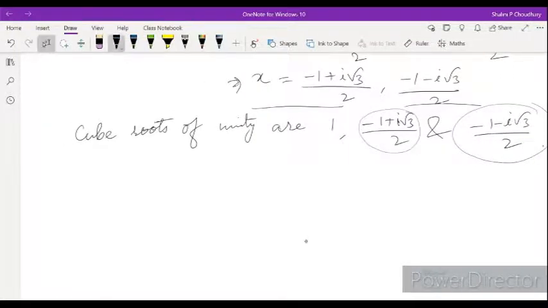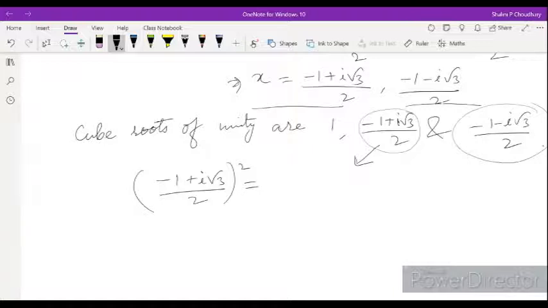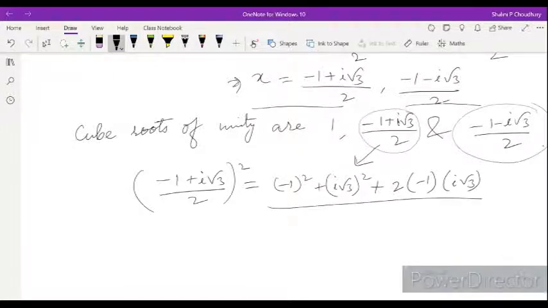Now we'll take one root, minus 1 plus i root 3 upon 2. Now we have to find out the square of this root. So what are we getting, just check. It will be minus 1 squared, plus i root 3 squared, plus 2 into minus 1 into i root 3, divided by 2 squared, that is 4.